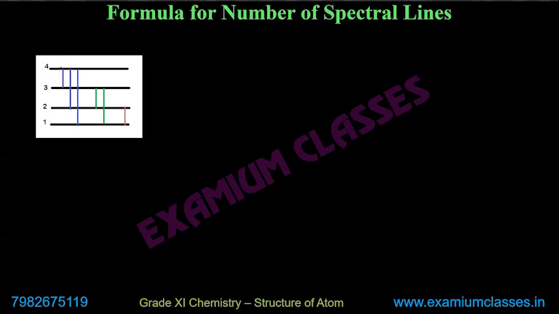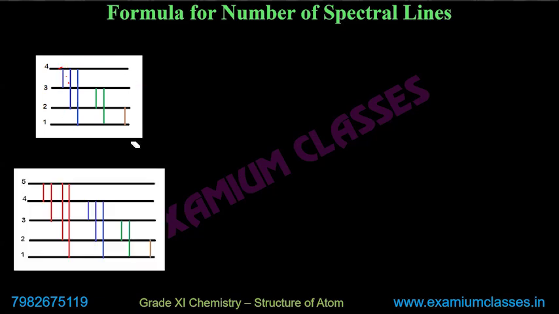So if electron is at 4, it can first come to third and then third to first. This is one possibility. Or it can come fourth to second and then from second to first. There are various ways. So total possibilities here, if you see 1, 2, 3, 4, 5, 6 spectral lines are there. Similarly, if the transition is from fifth to first, there are 10 spectral lines.